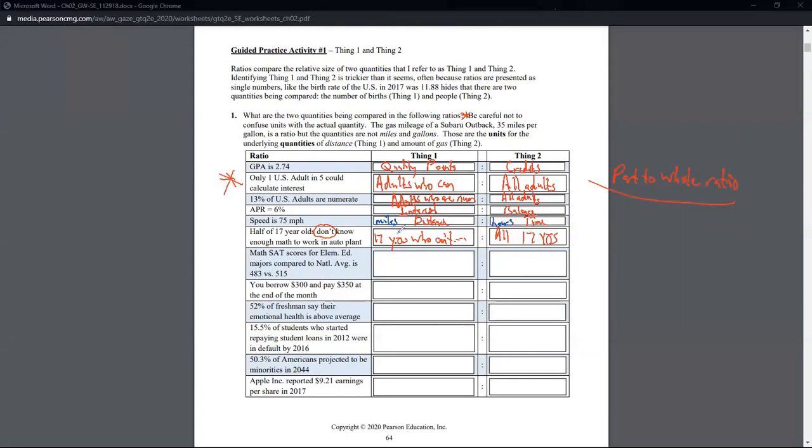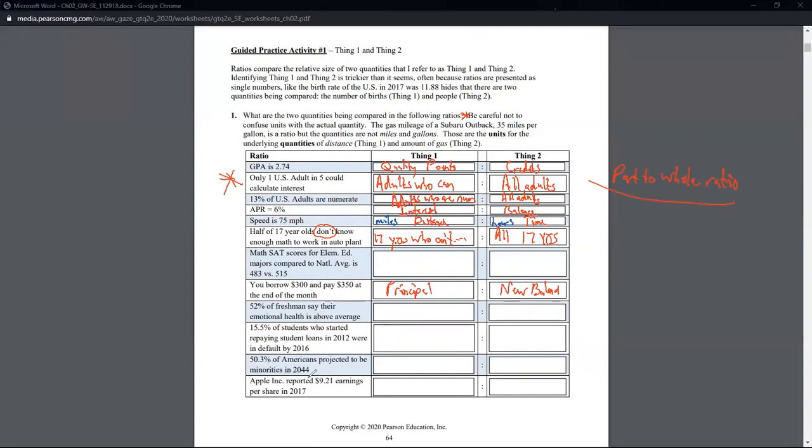I'm going to skip a couple of these. I might leave them for discussion boards. Again, I'm making that decision at the end of class, so don't leave early, or come back and watch later. We're going to skip this one. You borrow 300 and you pay 350. This one will be principal to new balance. The 350 being the new balance, the 300 being what you borrowed, the principal. These finance ones, I just wanted to get out of the way. 52% we're going to skip. 15.5 we're going to skip. The 50.3 we're going to skip. The last one we're going to do.